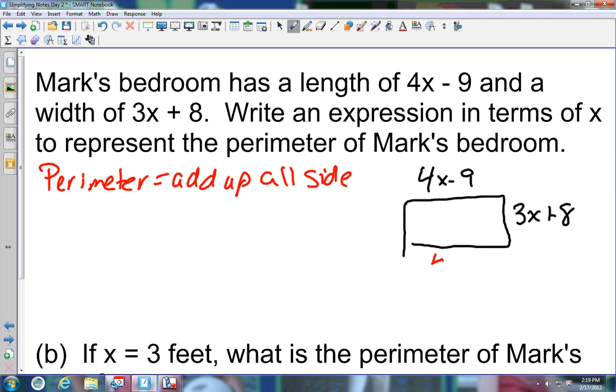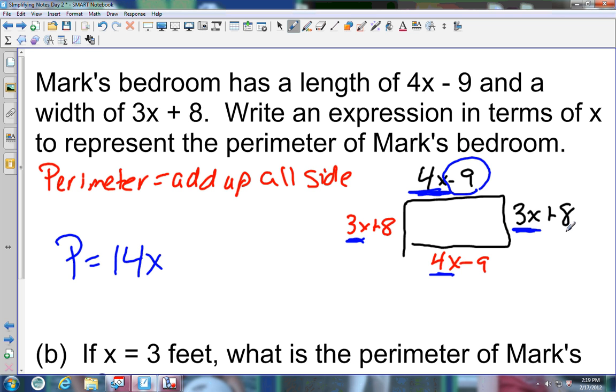So I'd have to have 4x minus 9 here and 3x plus 8 here. Now, if I add them all up, 4 and 3 is 7, plus 3 is 10, plus 4 is 14. So the perimeter is 14x. Now, negative 9 plus 8 is negative 1. Negative 1 and negative 9 is negative 10. Plus 8 is negative 2. So there's my perimeter.